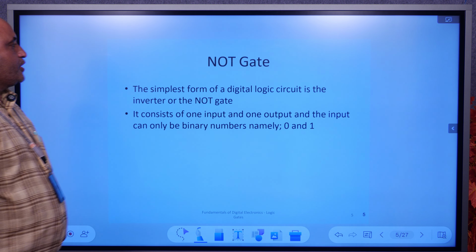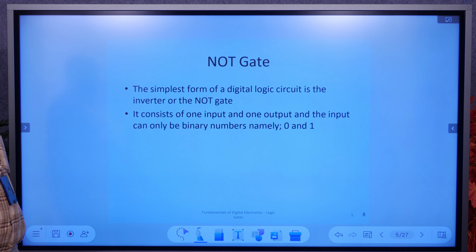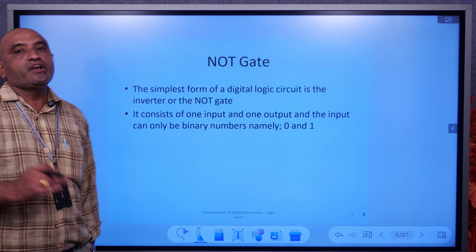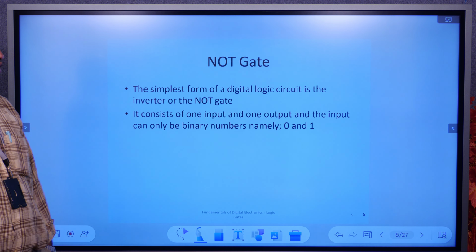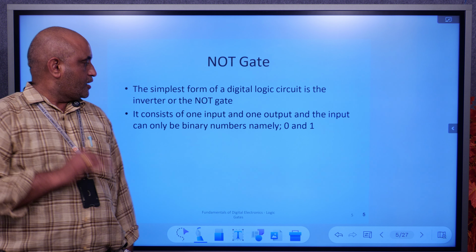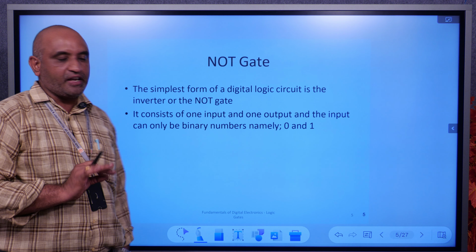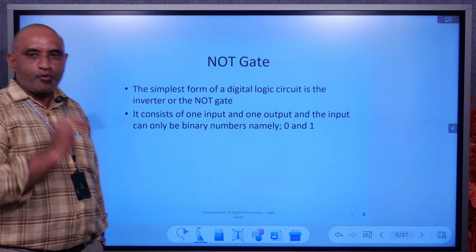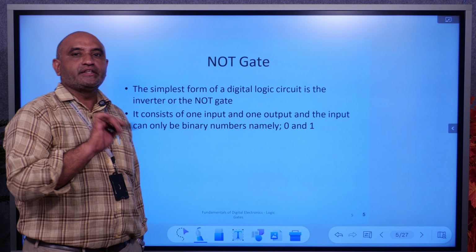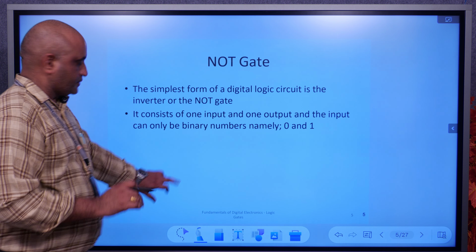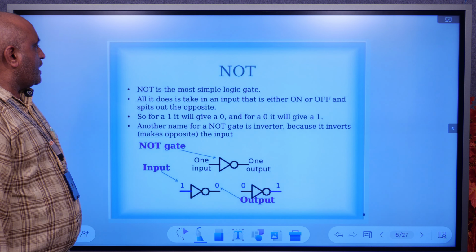First I am going to the NOT gate. The simplest form of a digital logic circuit is the inverter, or the NOT gate. It consists of one input and one output, and the input can only be binary numbers, namely zeros and ones. Suppose the input is 0, the output is 1. If the input is 1, the output is 0. This is the NOT gate.